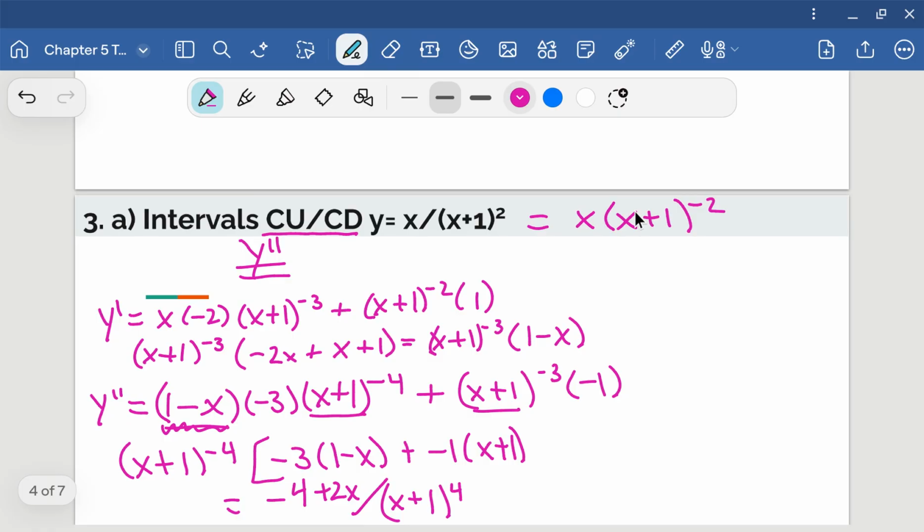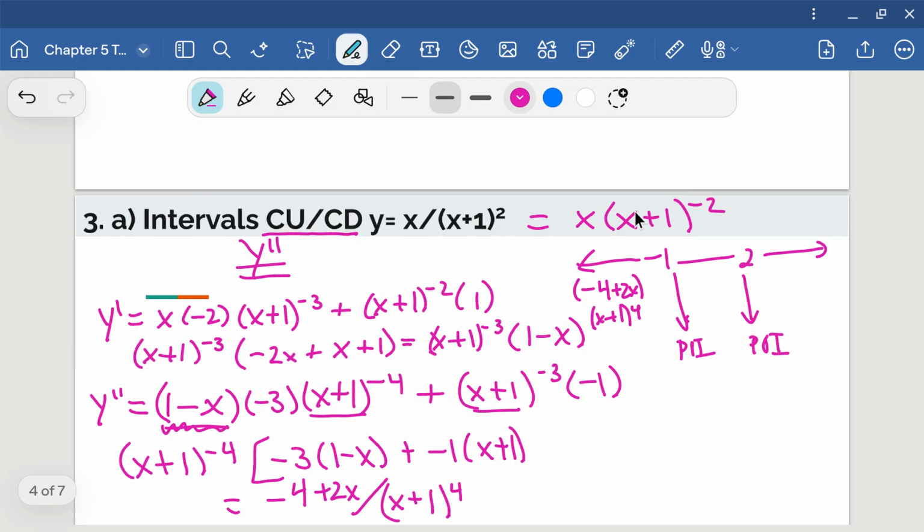So if I do my number line with -1 and 2, at those points I'm possibly going to have a point of inflection, but I have to do the number line to find out. So I have my factor of -4 plus 2x in the numerator, and then I have the factor of x plus 1 to the power of 4, and then I'm going to take a look at what's happening.